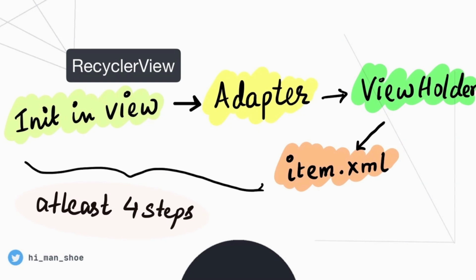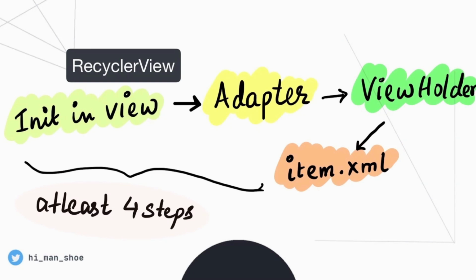So roughly we have around four different files, if I have to say it that way. We can do it in a single file as well, adapter and view holder. But right now I'm saying we have four different files: an activity, adapter, view holder, and item XML. So that's a tedious way to do it.